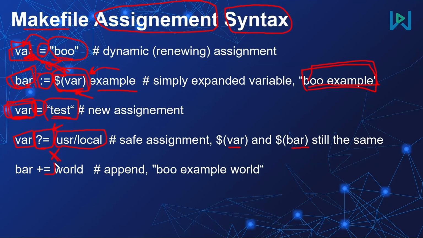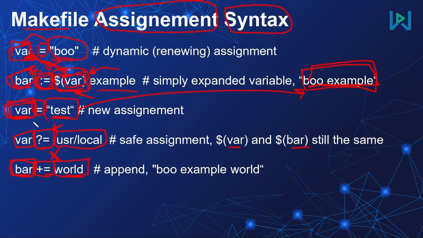Finally, we can append a new value to an existing Makefile variable. Here we have chosen to append this word value to our existing Makefile variable bar. Now the value of bar is boo example. It will not be test example, because the expansion of this Makefile variable is done during the assignment of our bar Makefile variable. This doesn't happen here.